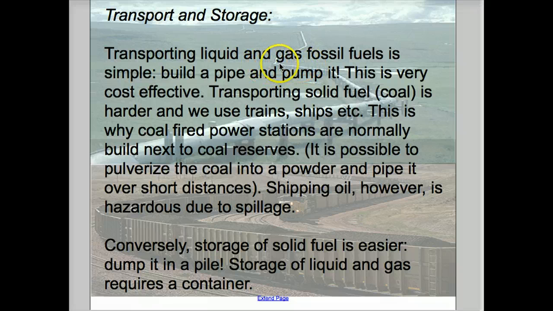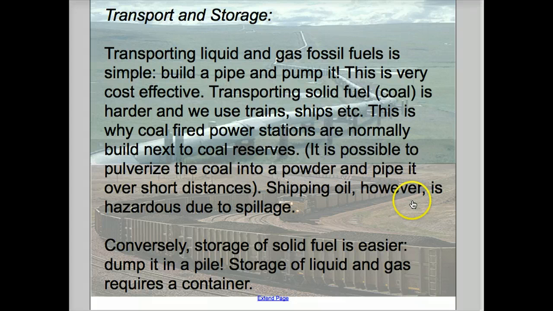Transporting liquid and gas fossil fuels is simple, once you've built a big pipe, that is. So you build a pipe and you just pump it. It's pretty cost effective. Solid fuels like coal, you've got to use trains and ships. This is why the coal-fired power stations are normally built next to coal reserves and also next to water for cooling as well. It is, however, possible to grind the coal up into powder and pipe it over short distances with air blowing it along.